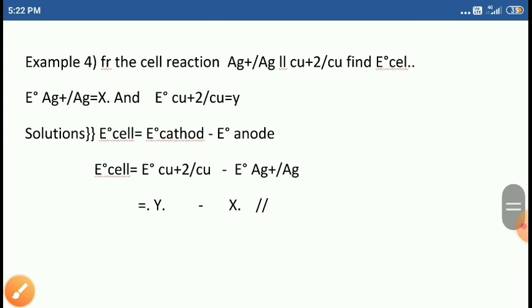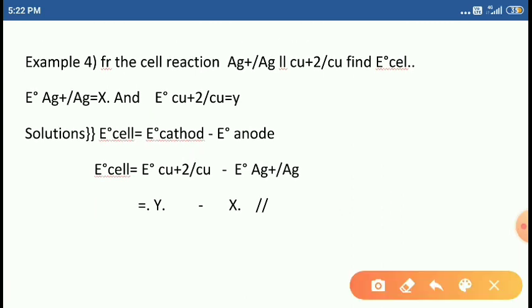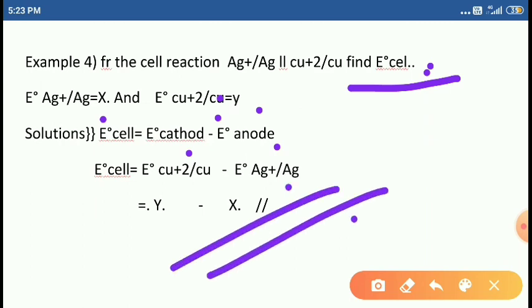One more example, which students asked about and which I mentioned in the ASM. For the cell reaction, silver ion converts into silver and copper converts into copper ion. Find the E cell if the E naught of silver ion by silver is X and copper ion by copper is Y. E cell is equal to E naught of cathode minus E naught of anode. The cathode is silver and the anode is copper. So the answer is X minus Y. Right students?